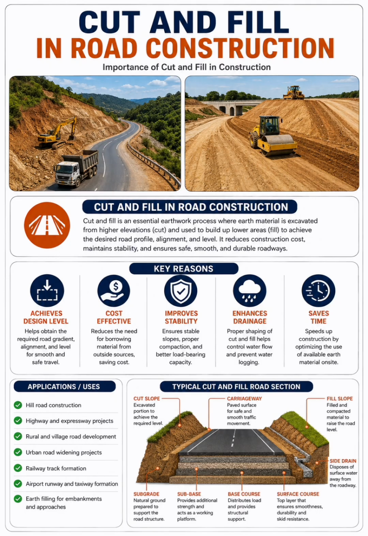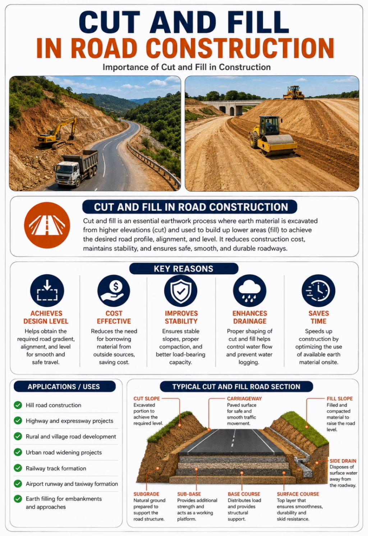So we'll be taking a look at a typical cut and fill road section. This is a pictogram that gives us all the information about cut and fill. You can see from your left hand side, we have the cut slope, which is the excavated portion to achieve the required level. This is the portion that is being excavated to achieve this level of the carriageway. Then we have the carriageway, that is the paved surface for safe and smooth traffic movement. Then we have the fill slope. You can see the fill slope, filled and compacted material to raise the road to the level.